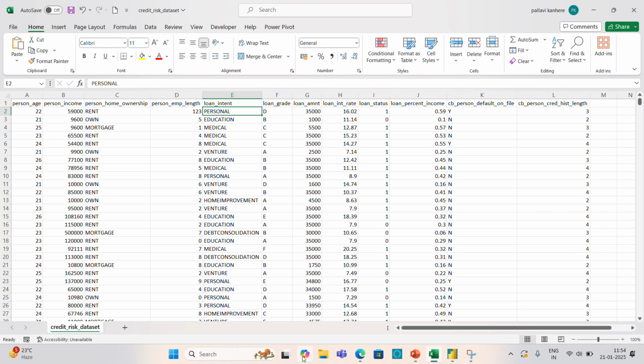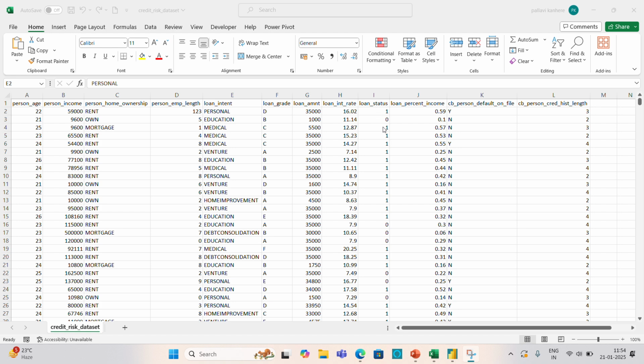In this dataset, 32,582 records are present with 12 columns, and the data columns are person age, which shows the age of the individual, person income, which shows the annual income of the individual, person home ownership, which shows the home ownership status of the individual, person employee length, which shows the length of the employment in years, loan intent, loan grade, which shows the grade assigned to the loan amount, loan interest rate, loan status.